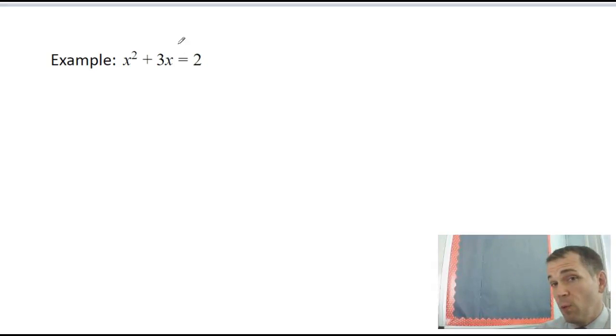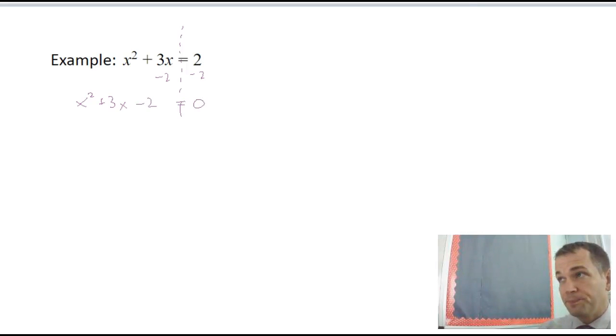So our first step is to get one side of this equation equal to 0, and I definitely want to keep that squared term positive. In case you don't know, this is one side of the equation, this is the other, and we keep the squared term positive and get one side equal to 0. The best move is to subtract 2 from both sides. So we'll be working with x squared plus 3x minus 2 equals 0.